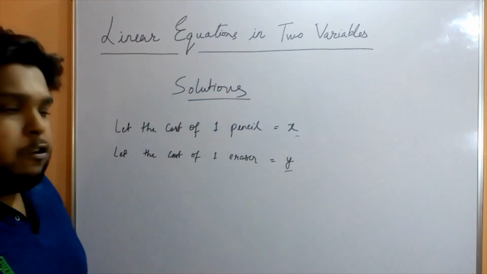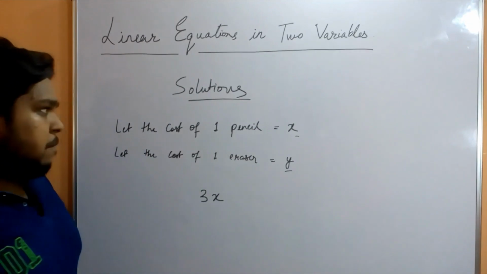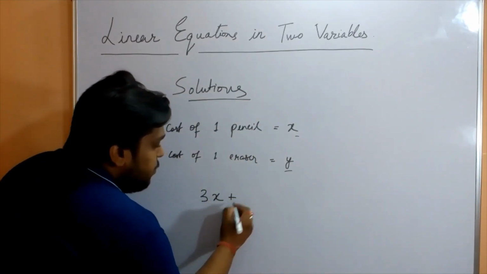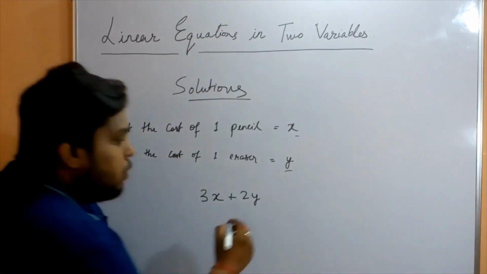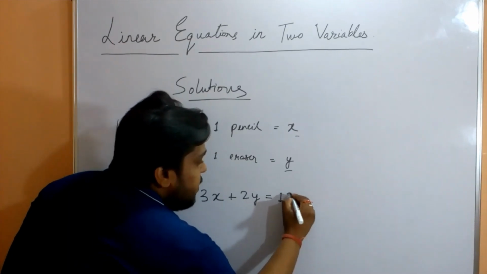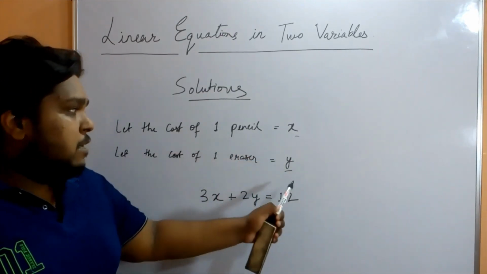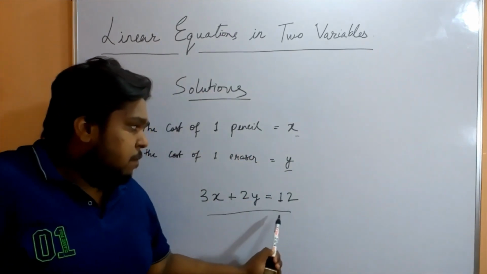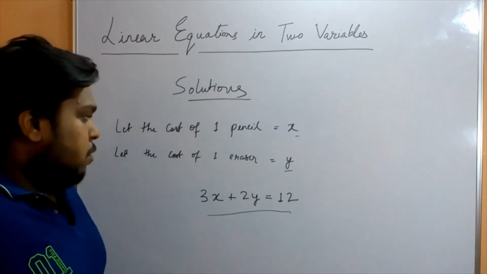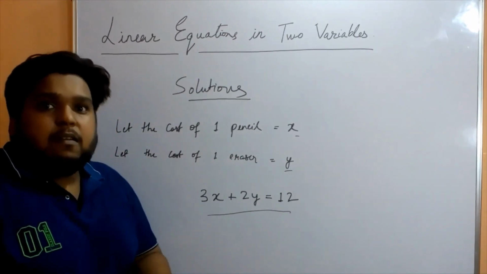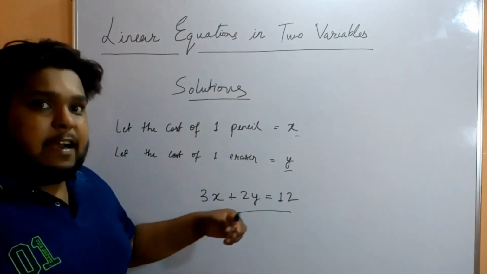Now, how many pencils did you buy? 3 pencils. So 3 pencils means 3x. How many erasers? You bought 2 erasers, which means 2y. And what is the total cost? The shopkeeper has taken 12 rupees. Understand? Now you can see how these variables are helping me to write the equation. This can be used in daily life. So the main motto of linear equation in two variables is to write the unknown quantities in such a form that we can understand it and we can find the solution of it.